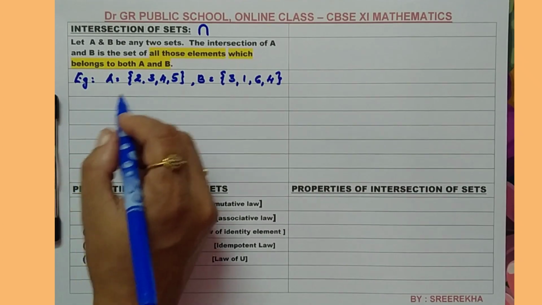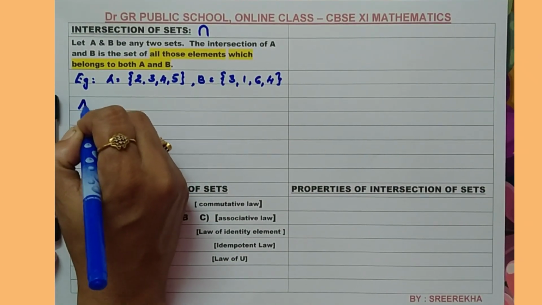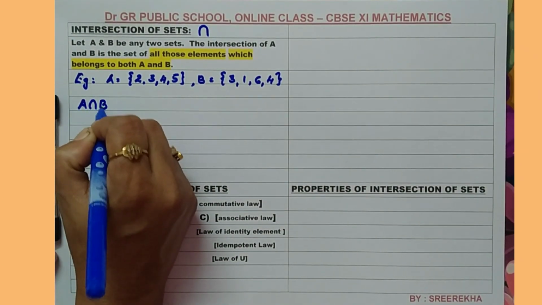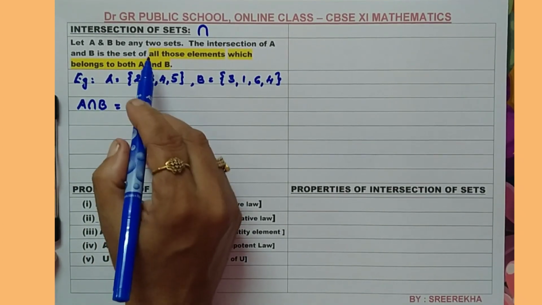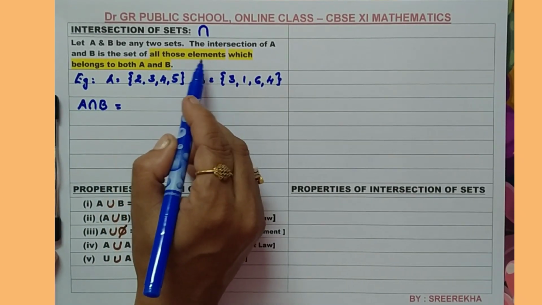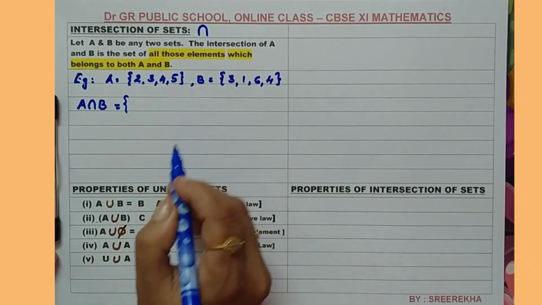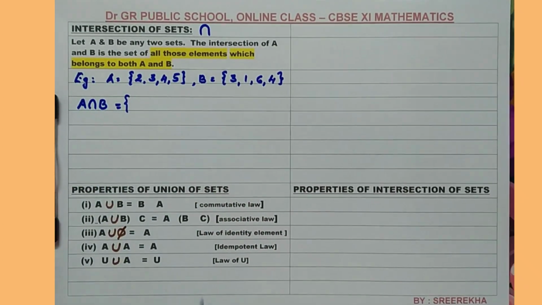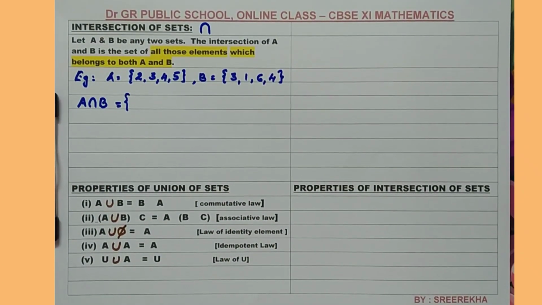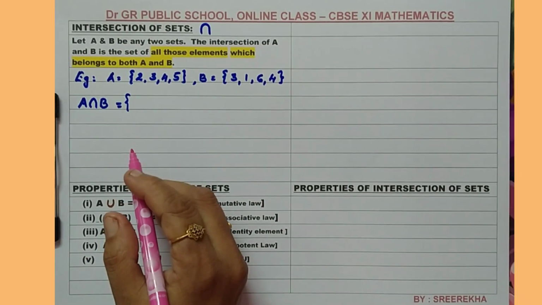We need to find the intersection of these two sets, A intersection B. The condition is that you need to write the collection of all elements which belong to both A and B. Which belong to both A and B means the common elements between them. At first, identify the common elements.